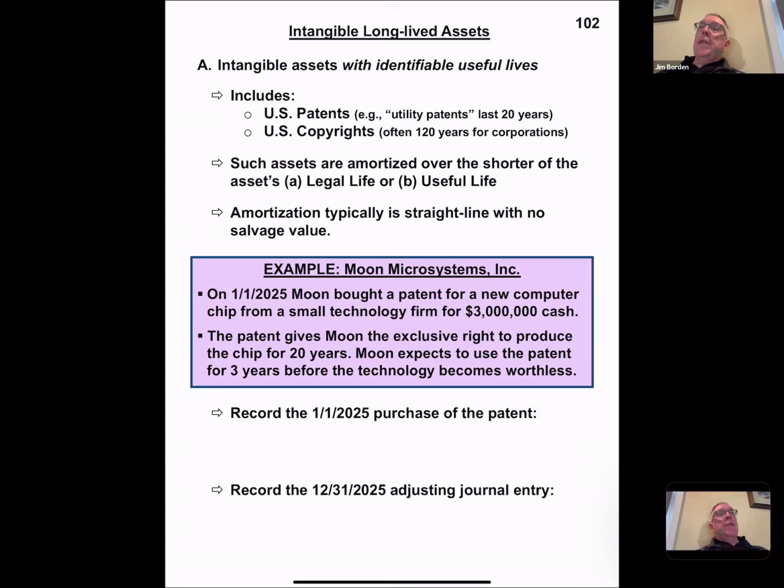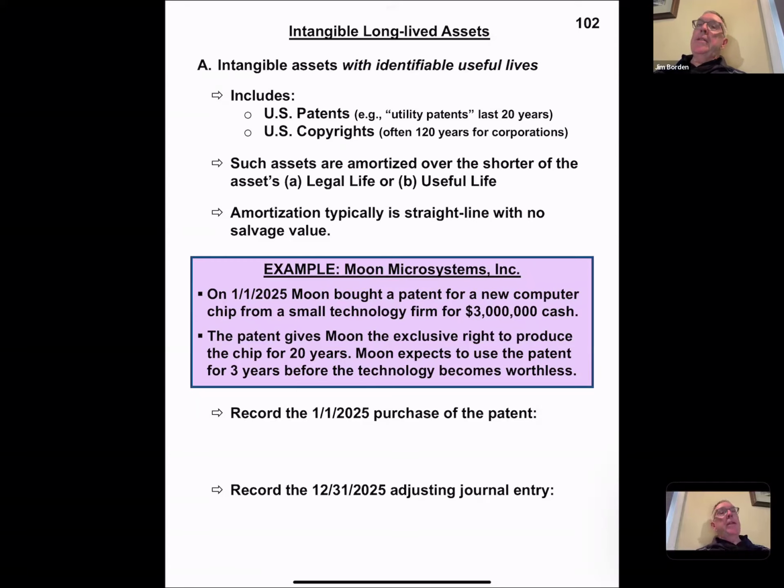Okay. Within intangible assets, we're going to break it into 2 categories. So this slide, we're looking at that first category. These are assets that have identifiable useful lives. All right. So some examples here would be patents and copyrights. Right. So with these, we're going to treat these similar to the way we do with buildings and equipment. Conceptually, we're going to depreciate these. We use a different word than depreciation here. We use the phrase amortization instead of depreciation, but conceptually, it's the same idea.